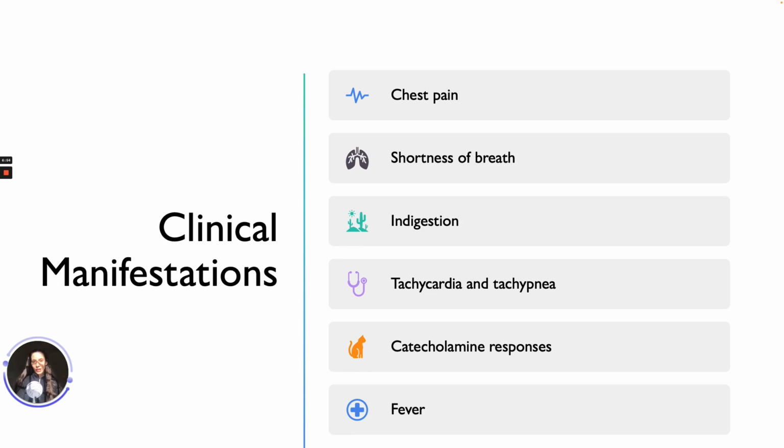You also may see a fever, which usually occurs at the onset of the MI, but a low-grade temperature elevation may develop during the next few days.